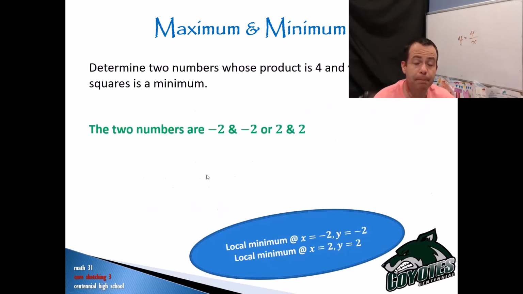And so remember that last thing was I do give some sort of a conclusion. The two numbers are negative 2, negative 2, or 2 and 2.